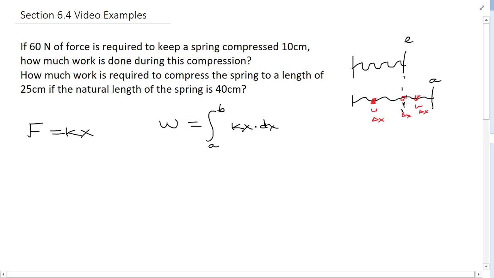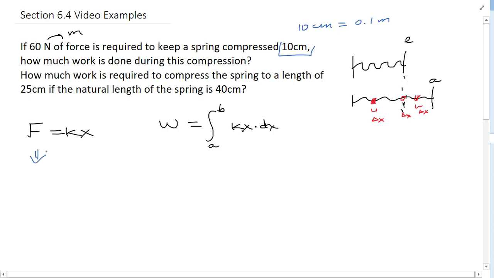So let's see, what are we given here? We're given 60 newtons of force is required to keep a spring compressed 10 centimeters, and we want to know how much work is done. We first need to find the constant of proportionality. Notice that we're given newtons, which means we have meters in our units, and here we're given centimeters. So I need to convert that: 10 centimeters is 0.1 meter. Make sure that our units match up.